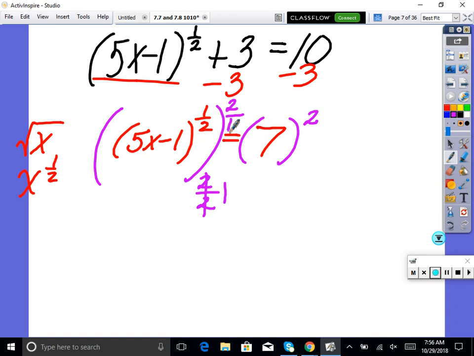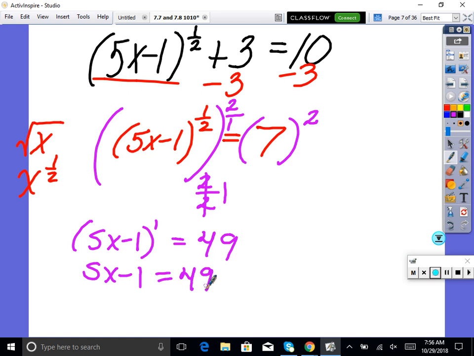Reciprocal means just flip it. So we have this, 5x minus 1 to the first is equal to 49. Well, anything to the first is just itself. So we actually just have 5x minus 1 equals 49. So then we'll add 1, so we have 5x equals 50. So then x must equal 10. And then we would check our solution again, plugging it back in to here.